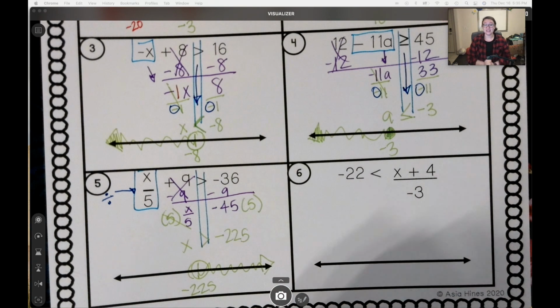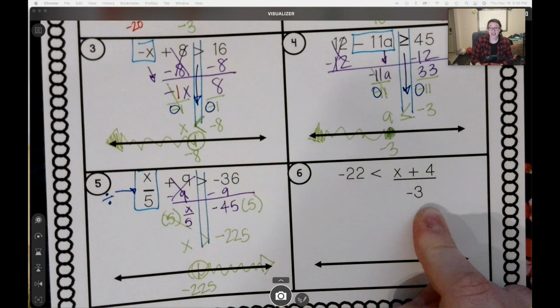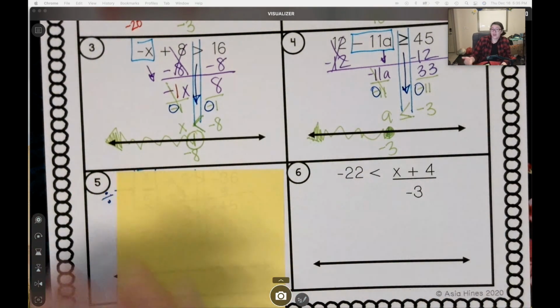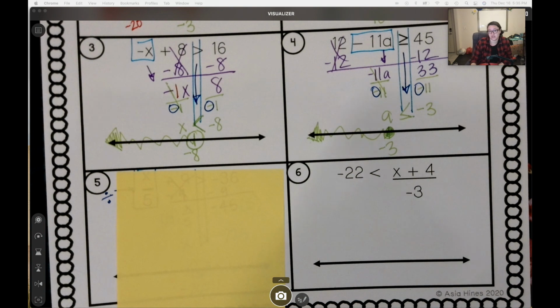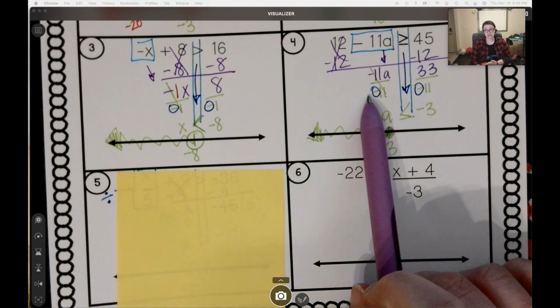So, last problem. Negative 22 is less than x plus 4 over negative 3. We've seen problems like this before on some practice, but we really haven't gone over it with you. I pulled a few of my kids for a small group, but not everybody has seen it yet. Remember how we talked about order of operations? We did GEMDAS. But now we have to work backwards through our order of operations. We have to do addition and subtraction first, multiplication and division last.